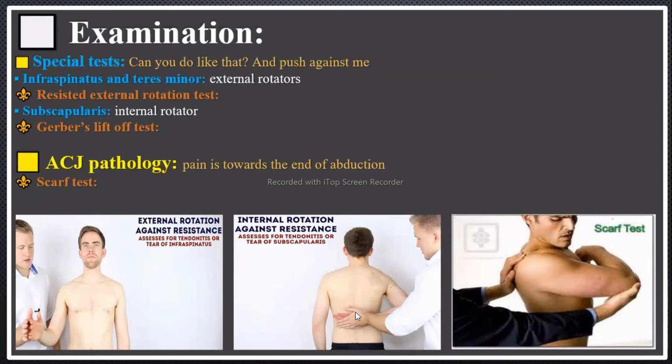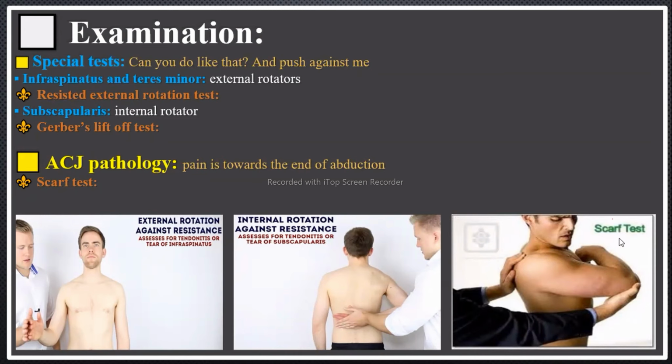And if the patient has weakness? Subscapularis tear. Weakness means subscapularis tear. Excellent. Okay. So if the patient has acromioclavicular joint pathology, what to do?